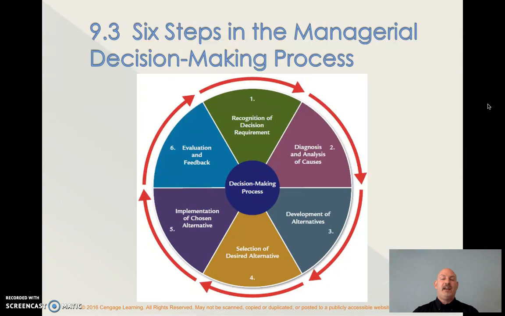Second, you diagnose and analyze the causes of the problem, and usually at the same time you come up with criterion. In other words, what's important to you. Let's talk about buying a car. You realize you need to buy a car. Recognize the problem, recognize the decision needs to be made. Then you decide, well, what's important to me? Do I need 4-door, 2-door? Do I need a minivan? Do I need a truck? Do I need an SUV? What am I going to use this thing for? Is gas mileage important? Is price no object? Those kinds of things.